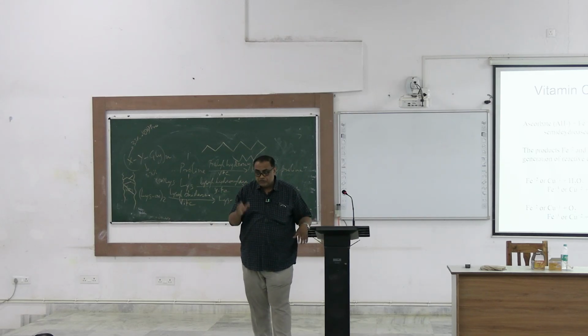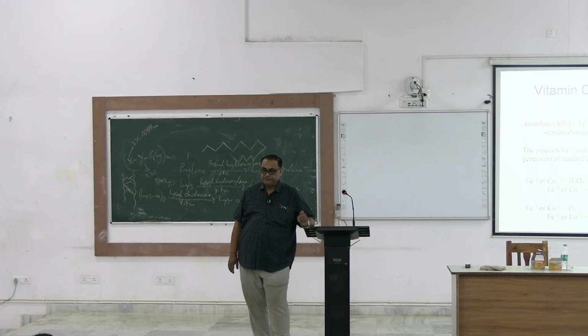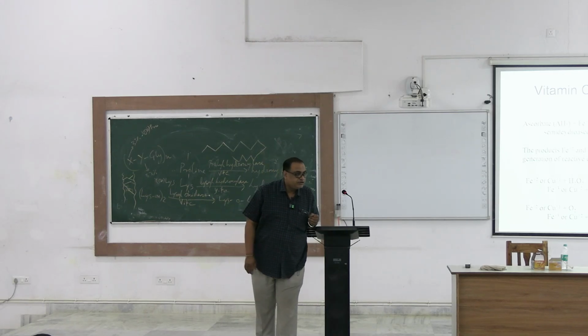Still it is in the form of ferrous form. So it cannot bind, it cannot occupy the iron binding site of transferrin. So what will happen? It will flow in the blood, and this particular free iron will cause generation of free radicals. That means it will increase oxidative stress.